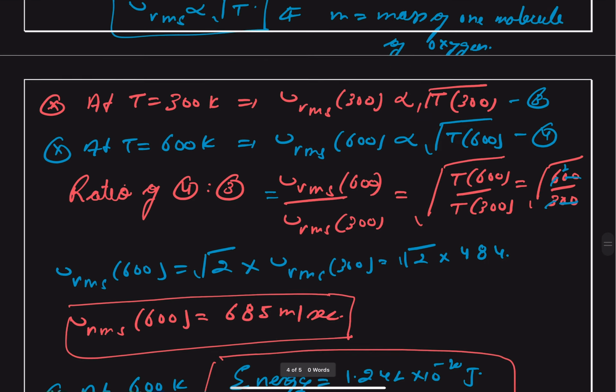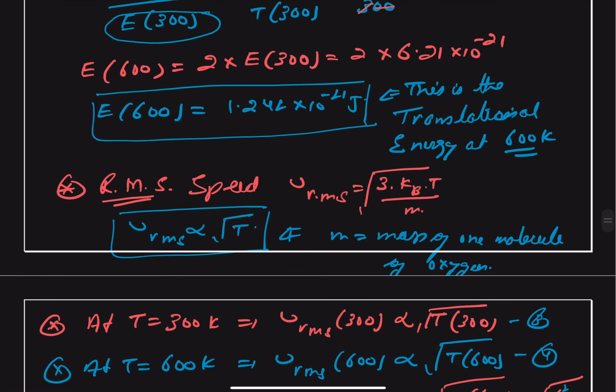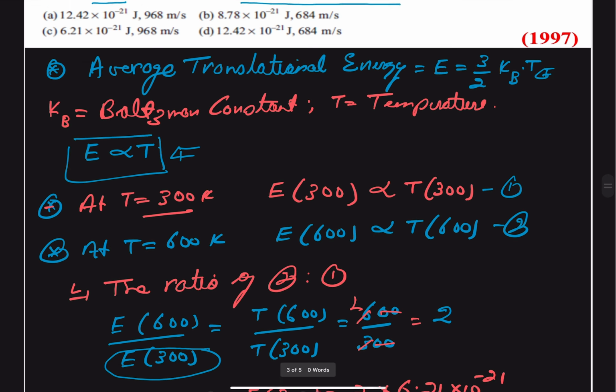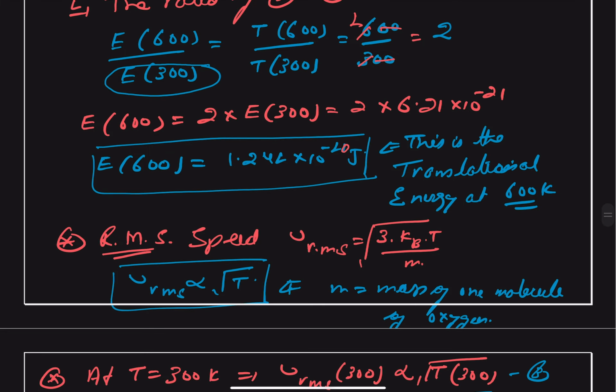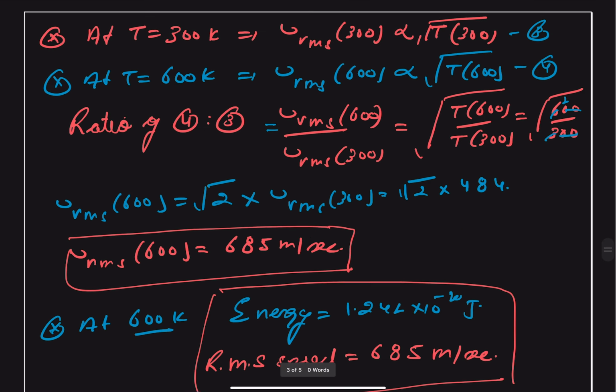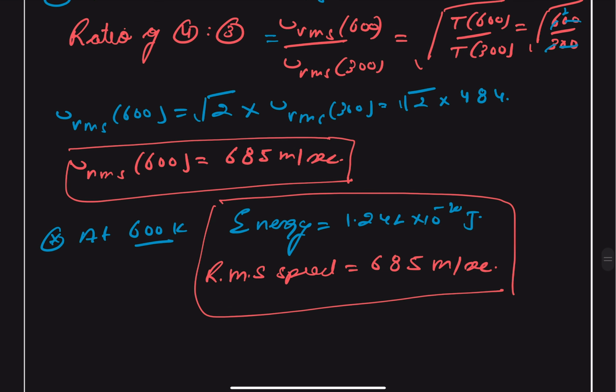Let me check if I have written correctly here. Yeah, it has to be 20. If the answer is in 20s, yeah, it is 21. So let me modify it. This comes as 1.242 multiplied by 10 raised to the power minus 21 joules. Let me do it here also. Now it's correct.